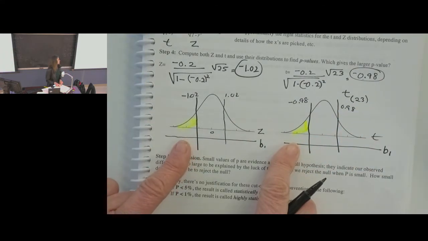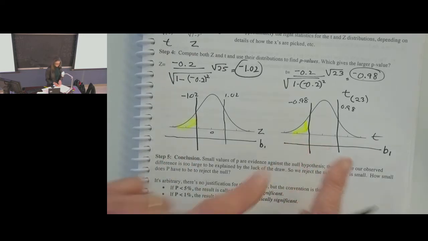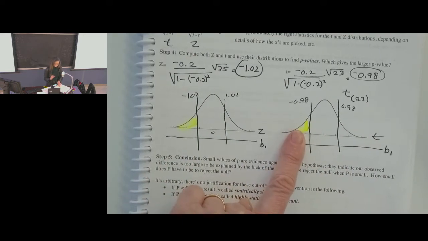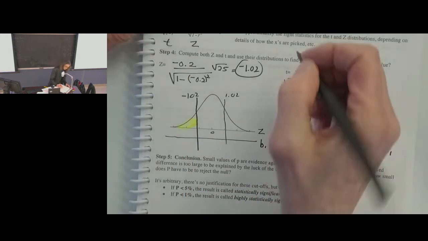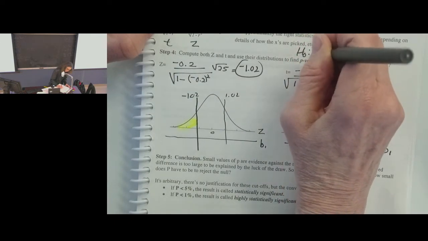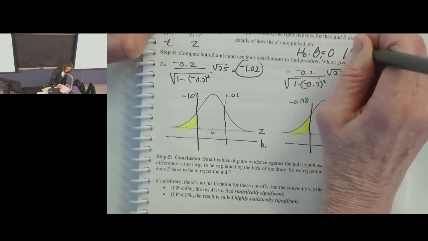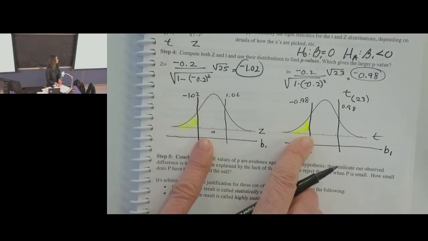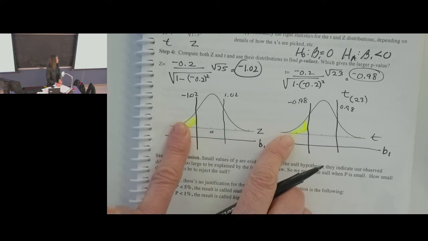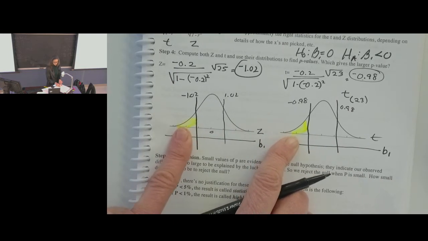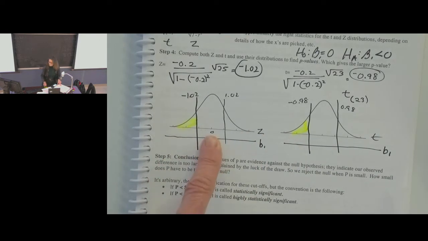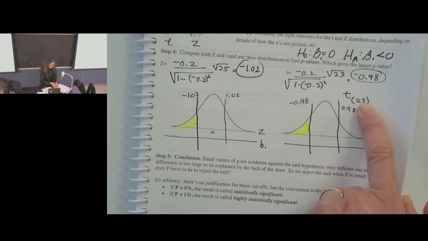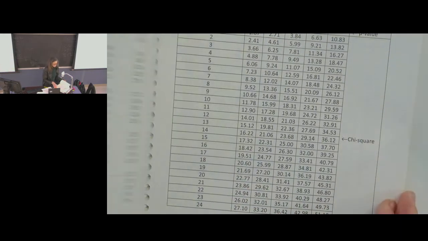Now, t has fatter tails, so we're going to get a bigger p-value here. We're looking at this p-value. And when it's a one-sided test, why is it one tail? Let's remember, H naught is beta equals 0, and H alternative is beta 1 is less than 0. That's why we're just looking at this probability as our p-value, and it's going to be bigger than 5%. But we can look it up.